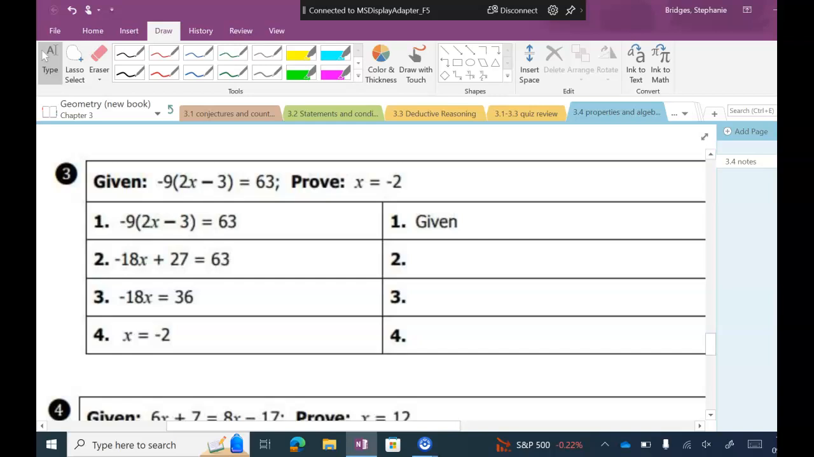To go from statement 1 to statement 2, what did I do to that -9? I distributed it, okay? So that is going to be the distributive property. And then to go from step 2 to 3, to go from -18x plus 27 equals 63 to -18x equals 36, what did I do? Subtracted, so that is going to be the subtraction property. And then to go from step 3 to 4, -18x equals 36 to x equals -2, what did I do? Divide, so that's going to be the division property.